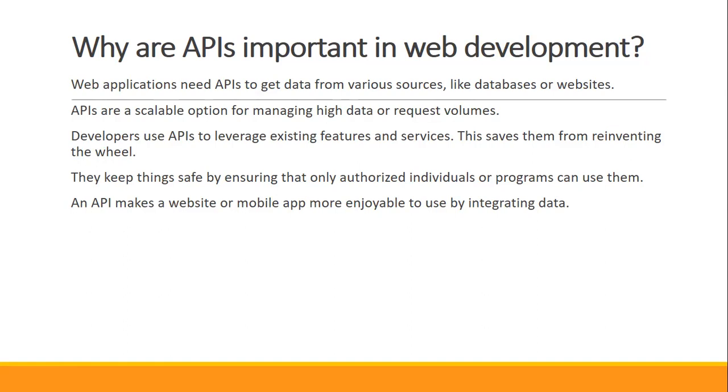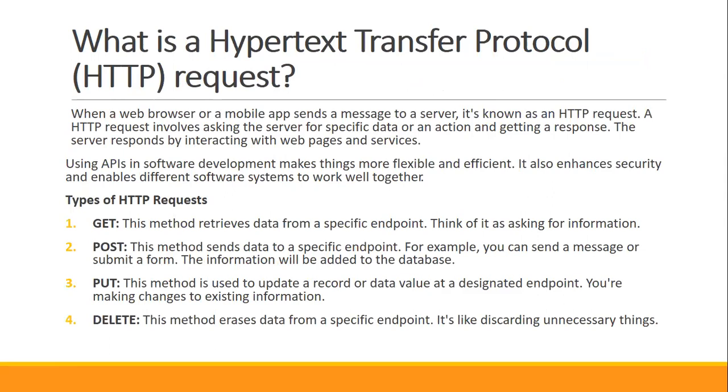If you are inventing these things yourself, you may get lots of errors and time will be wasted. APIs also keep things safe by ensuring that only authorized individuals or programs can use them. Some web APIs are free, some APIs you have to pay for. And obviously each and every API has its rules and regulations, which you have to follow. An API makes a website or a mobile application more enjoyable to use by integrating the data. So this is the importance of APIs.